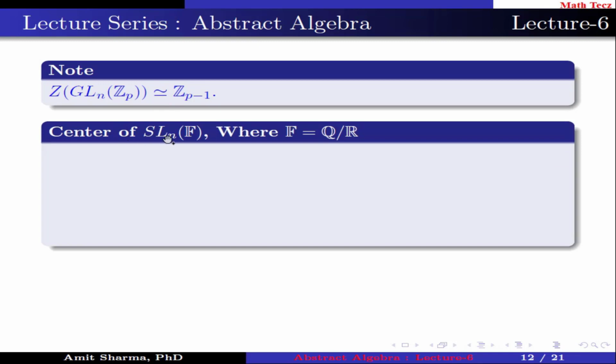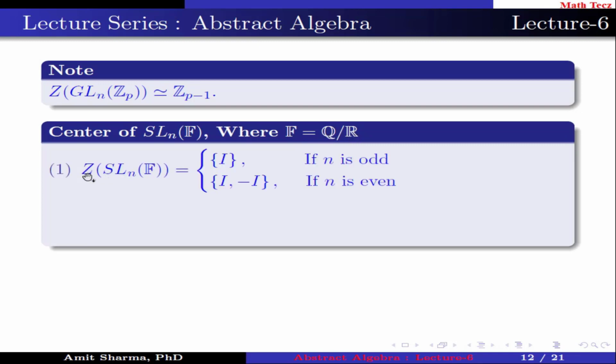Next is the center of SL(n, F), where F is Q or R, that is, the field of rational numbers or the field of real numbers. Number 1, the center of SL(n, F) contains the identity matrix if n is odd, and contains the identity and minus identity matrix if n is even. Number 2, the center of SL(n, F) is isomorphic to either Z1 if n is odd, or isomorphic to Z2 if n is even.